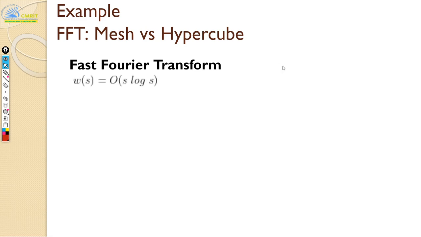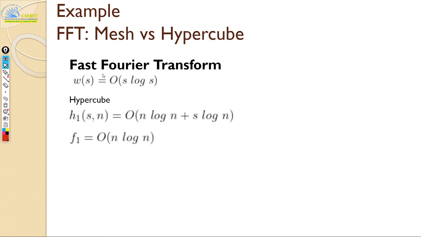Here we don't care about what FFT does, but here you have your FFT algorithm workload modeled as big O of S log S. When you put it on a hypercube, you get an overhead of H1 of S comma N. That's your expression for your hypercube overhead. And from this, you get an ISO efficiency function of big O of N log N. So that's your F1, your ISO efficiency function.